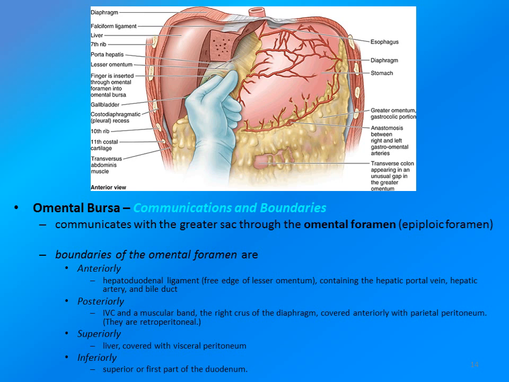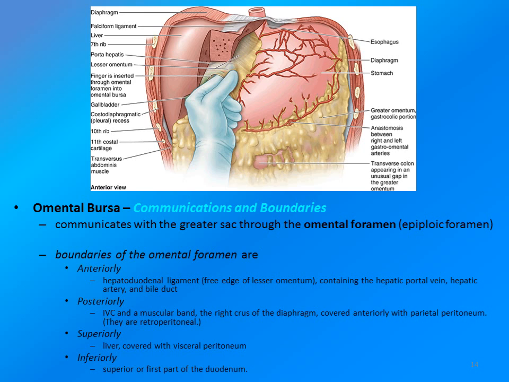It communicates with the greater sac through the omental foramen, the epiploic foramen, also referred to as the foramen of Winslow. Here the physician is inserting his fingers through the omental or epiploic foramen. Its boundaries include anteriorly the hepatoduodenal ligament. This is the free edge of the lesser omentum, and it contains the hepatic portal vein, the hepatic artery, and the bile duct.